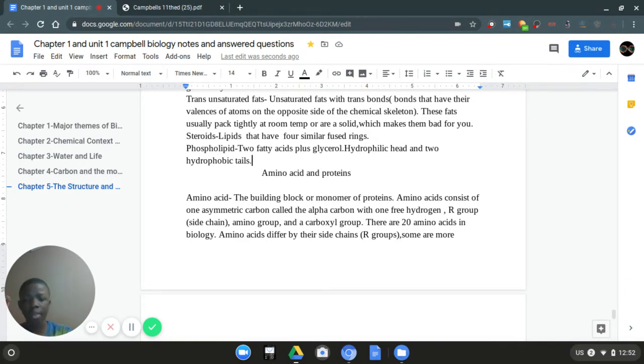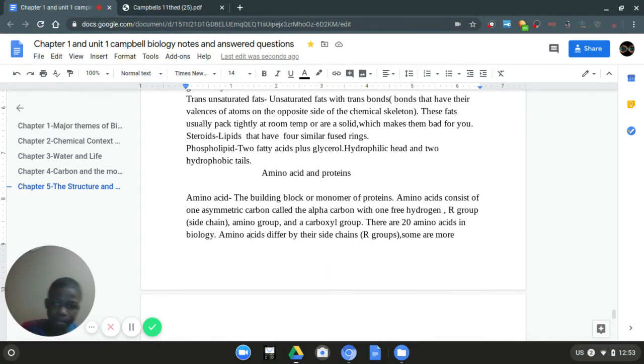They did talk about the bilayer in the chapter, but like I said, you're already going to see it in the cell unit, so it's not really too important to know that because you're going to read about it again in the future. So don't focus too much on it. Just focus on the one idea of two fatty acids plus a glycerol.